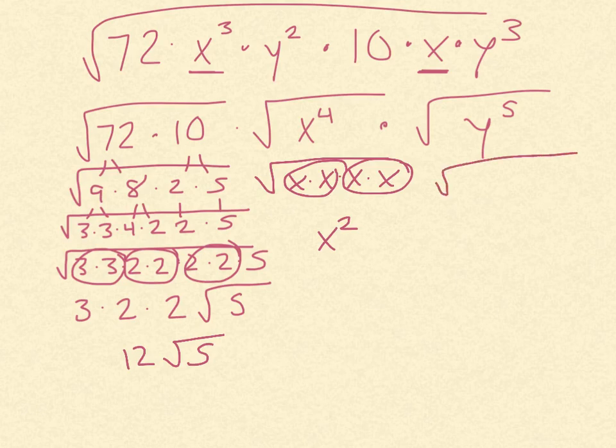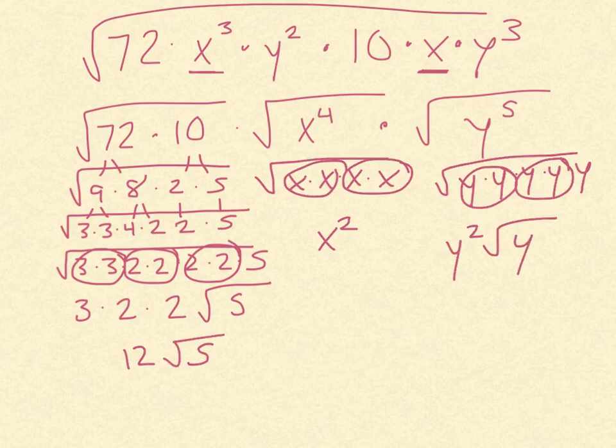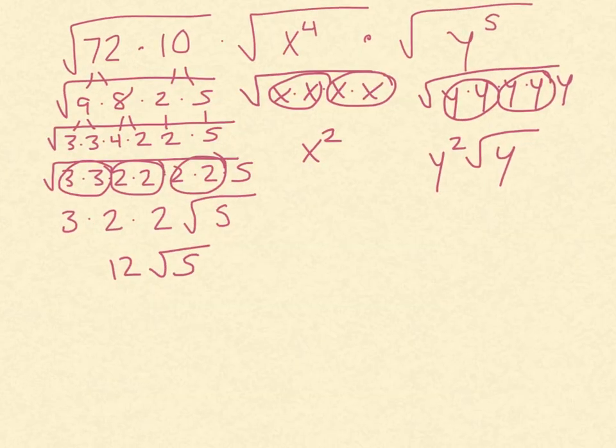And then the y's, we have 5 y's. We circle 2 pairs. What comes outside? Y squared. And what stays on the inside? Y. So now everything that comes outside, we're going to write it outside.